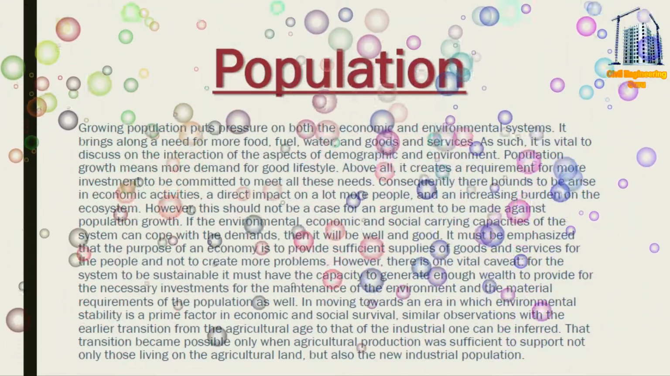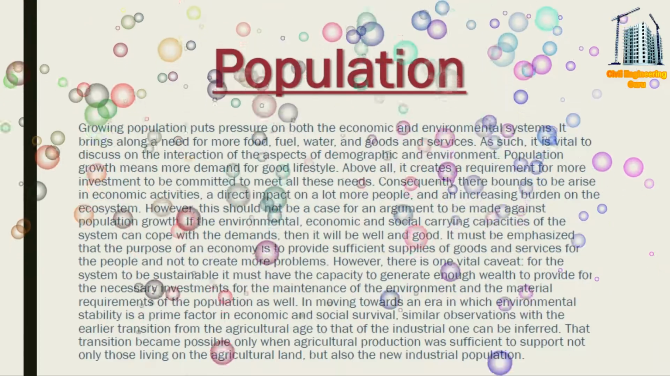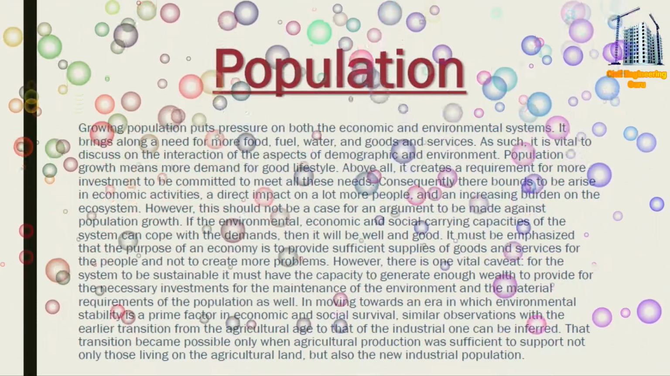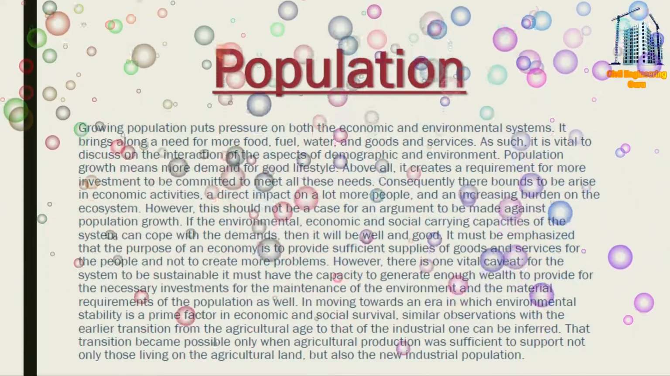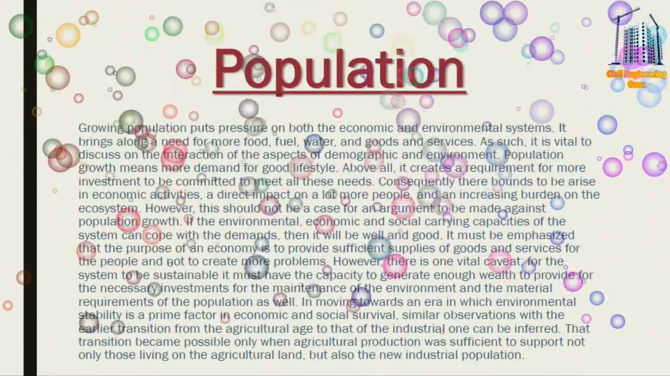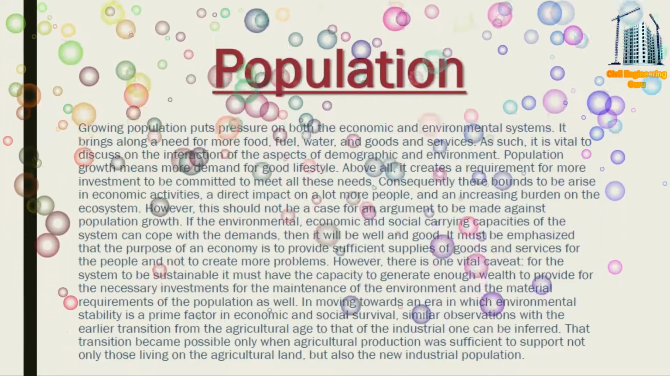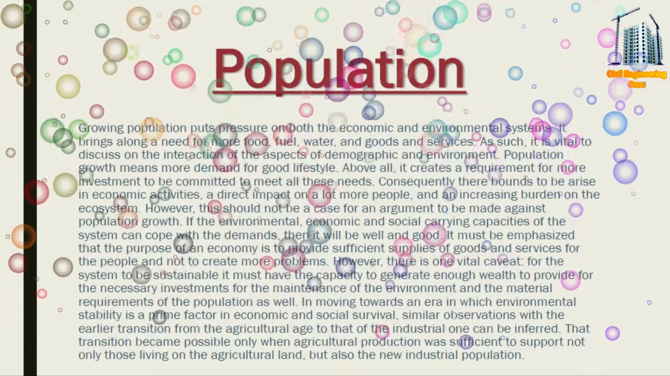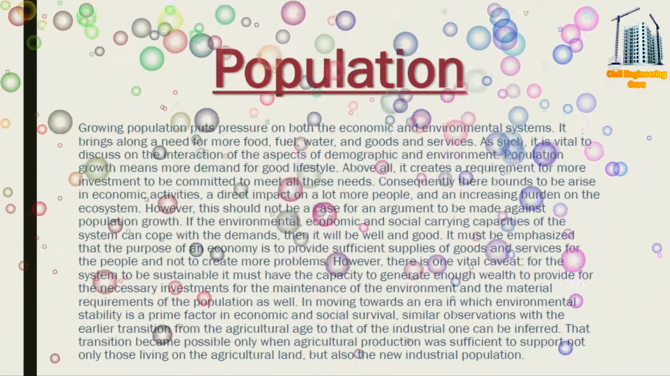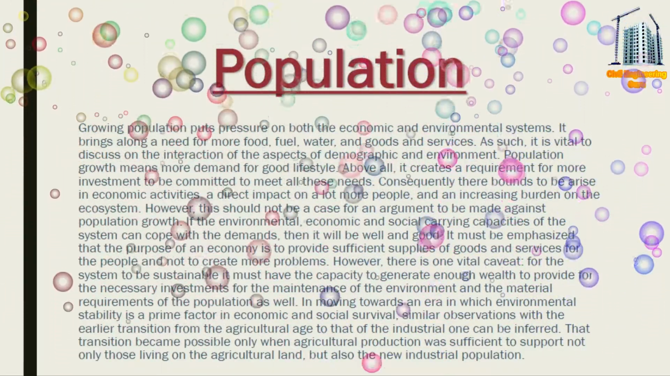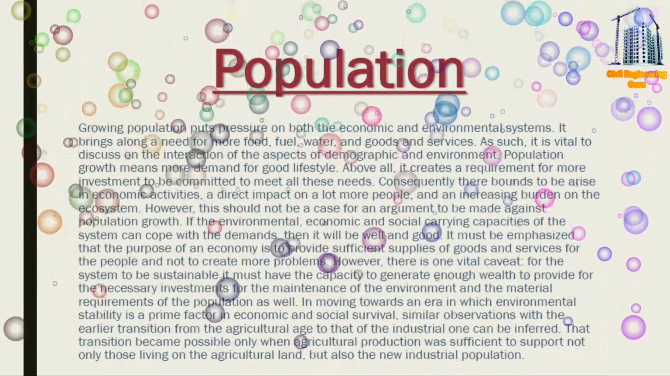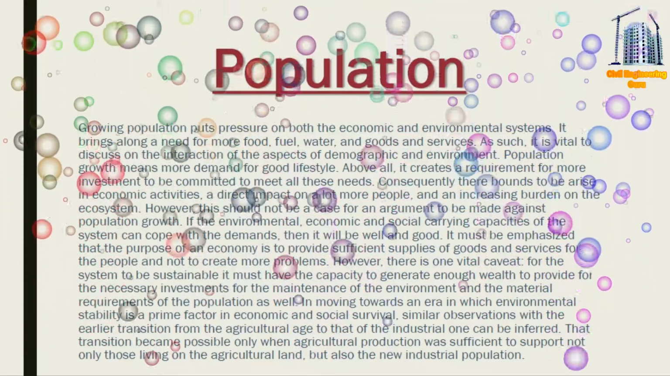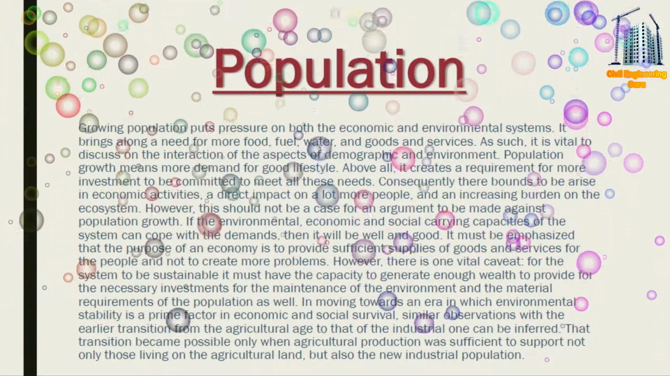However, there is one vital caveat. For the system to be sustainable, it must have the capacity to generate enough wealth to provide for the necessary investments for the maintenance of the environment and the material requirements of the population as well. In moving towards an era in which environmental stability is a prime factor in economic and social survival, similar observations with the earlier transition from the agricultural age to that of the industrial one can be inferred. That transition became possible only when agricultural production was sufficient to support not only those living on the agricultural land, but also the new industrial population.